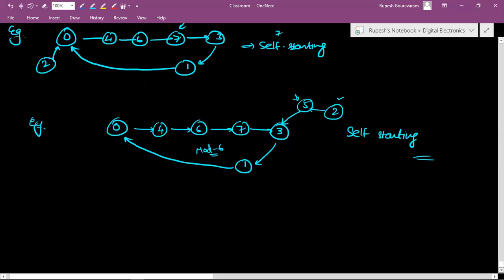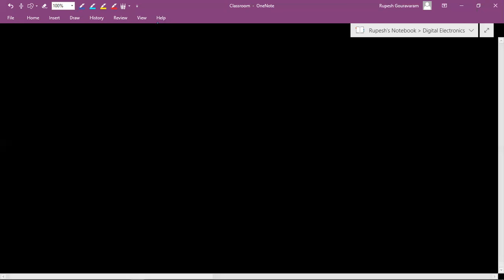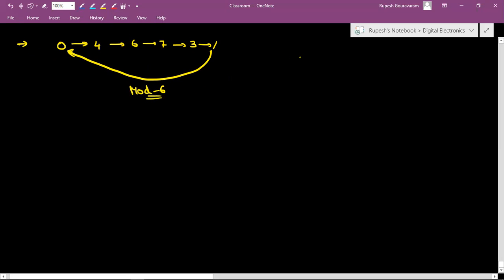Okay. Now let us try to design how to design a counter. Let us see now. So suppose I want a counter which counts from 0, 4, 6, 7, 3, 1, and again 1 goes to 0. So this is a mod 6 counter. We have to design a counter which counts in this given sequence. Now to do that, let me minimize this.